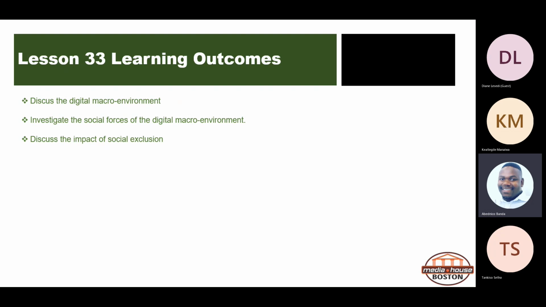So with lesson 33, the learning outcomes are that you must be able to discuss the digital macroenvironment. You must be able to investigate the social forces of the digital environment. So you need to know how society, how the occurrences in society, shape and influence digital marketing strategy and planning. You need to discuss the impact of social exclusion. Who can define or explain social exclusion for us?